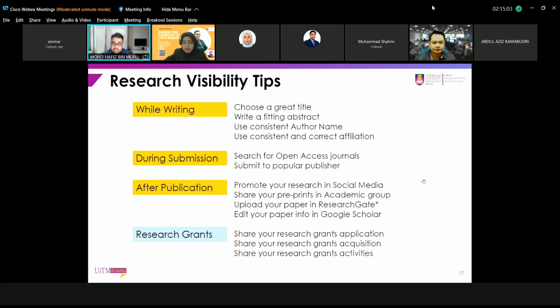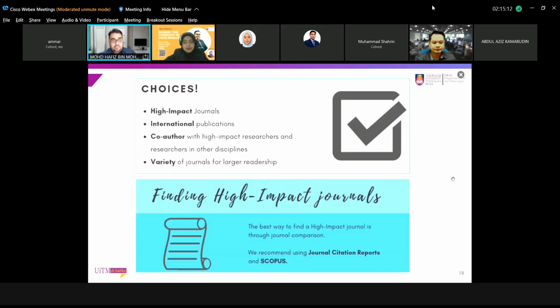We are not against the system. We are trying to find the loopholes of the system and to get opportunities on our own. That is my principle. So if you're talking about publication, go for high impact journals.